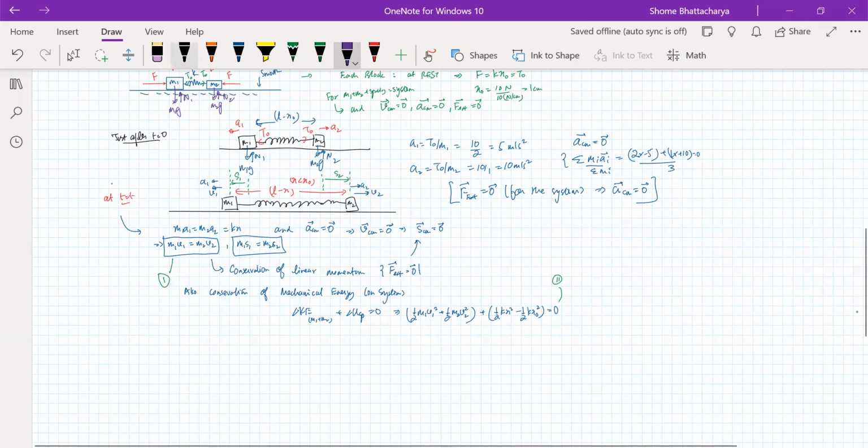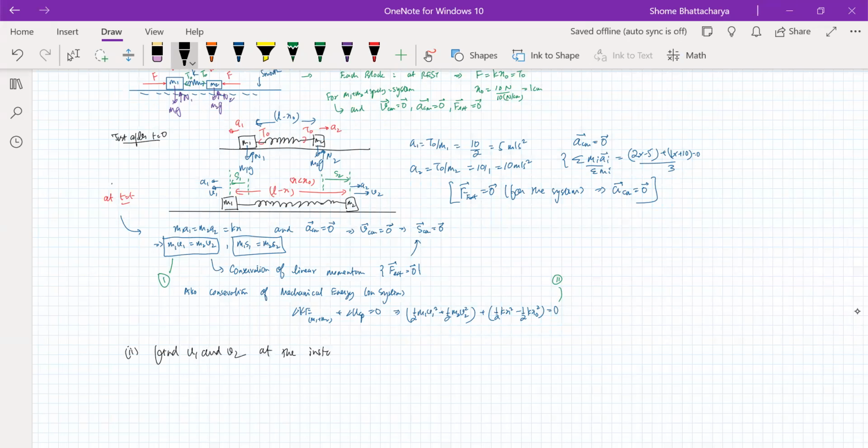Okay, so for the second part of the question, now what we have to do, we have to find V1 and V2 at the instant when our X is equal to 0. That is, the spring is at natural length. So now from equation 2, you can see that the kinetic energy of the system will just be equal to the initial potential energy of the spring. All the potential energy is converted to the kinetic energy.